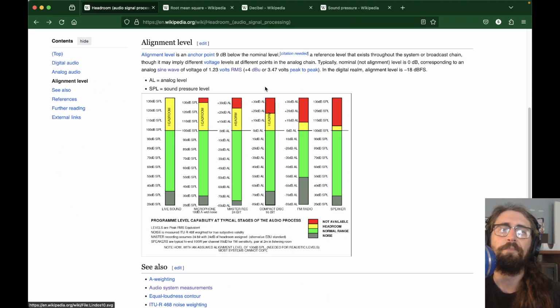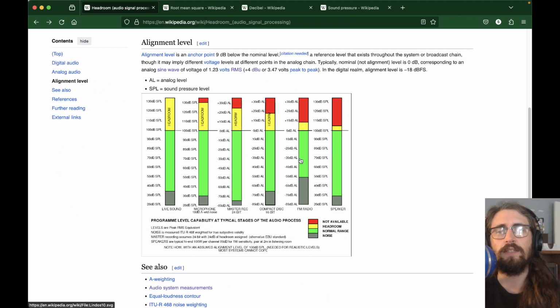So yeah, all to say, headroom is relative, alignment levels are relative. This chart might be useful for measuring noise. That way you can have a consistent noise threshold.